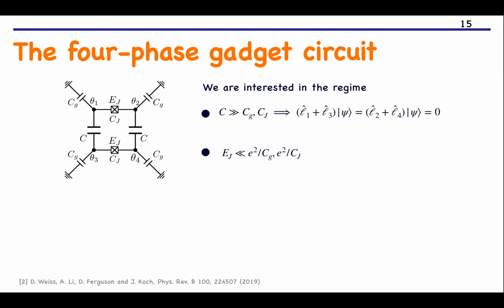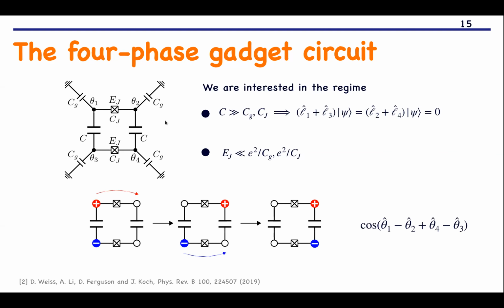Why do we consider this regime? Because this circuit, perturbatively in low energy and in this regime, actually gives rise to a 4-body cosine term, and a cartoon of what is actually happening in terms of Cooper tunneling is depicted here. But let's go to the next slide, where we will use the fact that this square here will give a cosine.